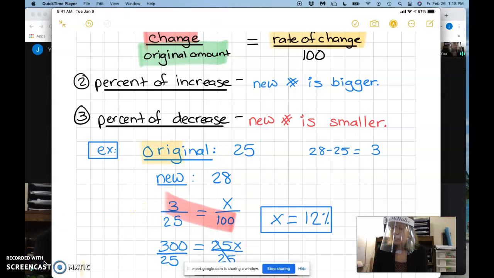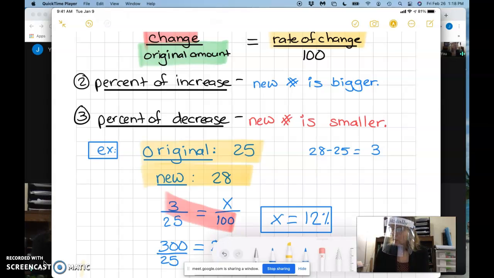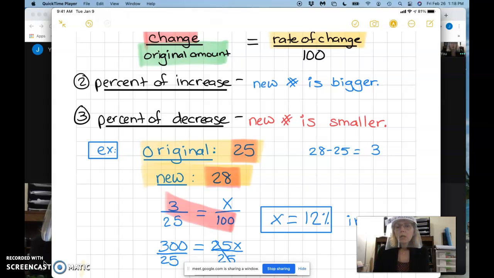So the other thing that you're going to have to tell when you do one of these problems is, was it a percent of increase or a percent of decrease? If the new number is larger, it is an increase, right? If the new number is smaller, it's a decrease. So what is this one? It's an increase. The new number is larger. See? The original was 25. Now we got 28. 28's bigger, so it's going to be an increase.